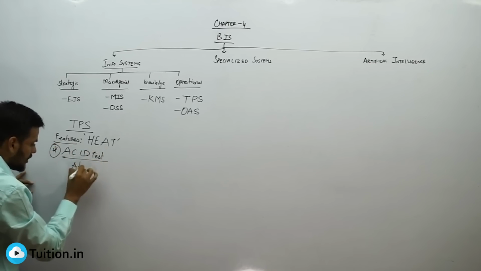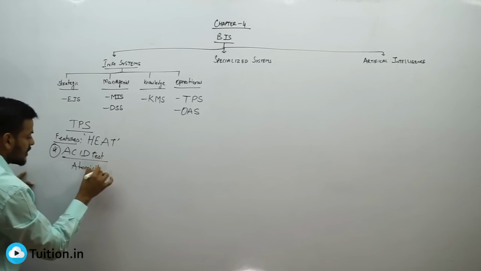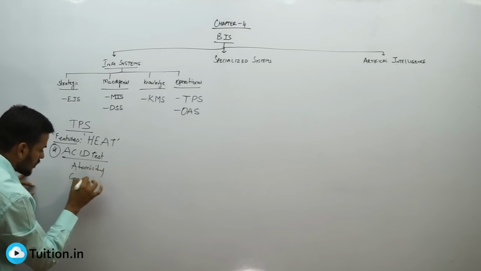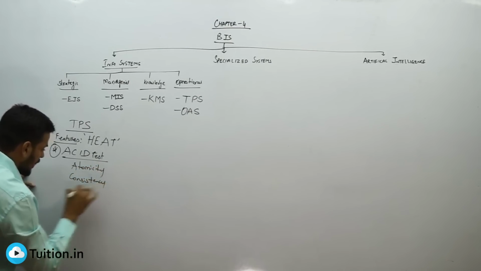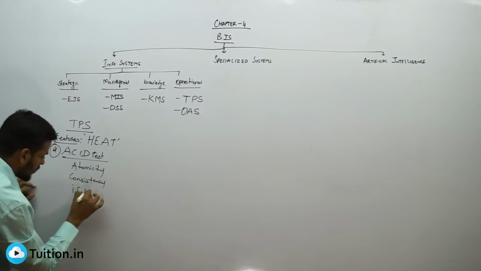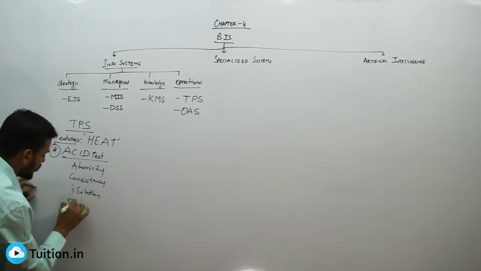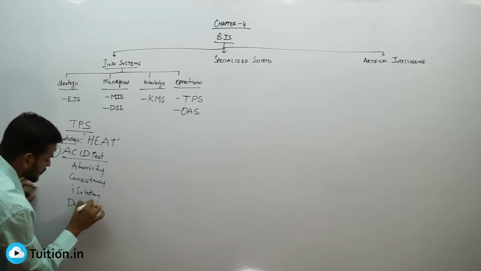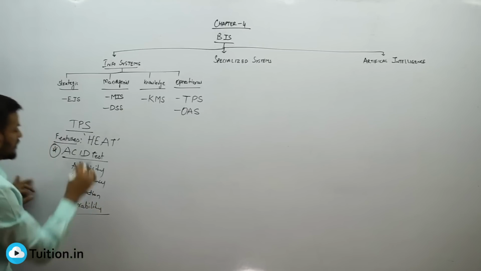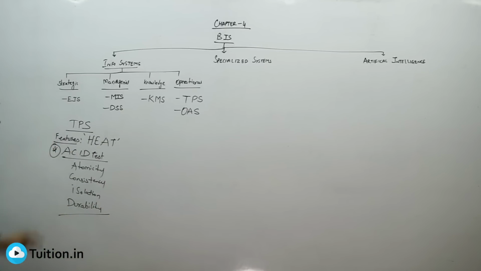ACID test: atomicity, consistency, isolation, and of course you have durability. So these are some of the tests, some of the points that have to pass through the test for you to get through and call it a TPS.